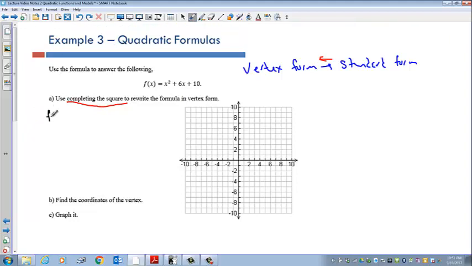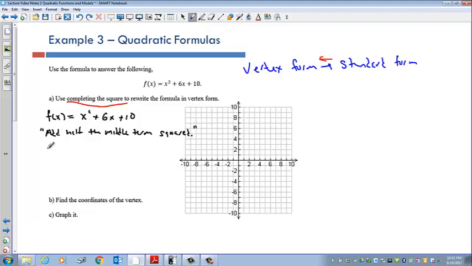It takes a little bit of work, but it's not too bad. So let's just copy down the formula. f of x equals x squared plus 6x plus 10. And remember, to complete the square, we just memorize this little saying. We want to add half the middle term squared. If you just write this down every time you do it, you'll have no problem memorizing it. It's half the middle term squared.